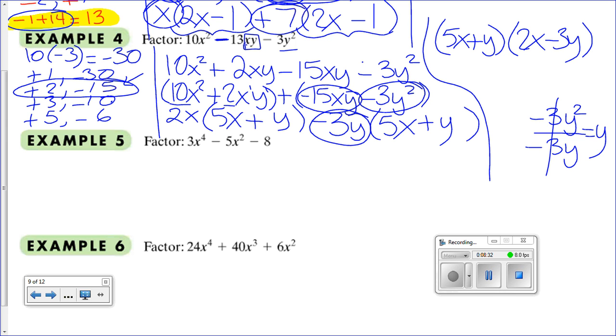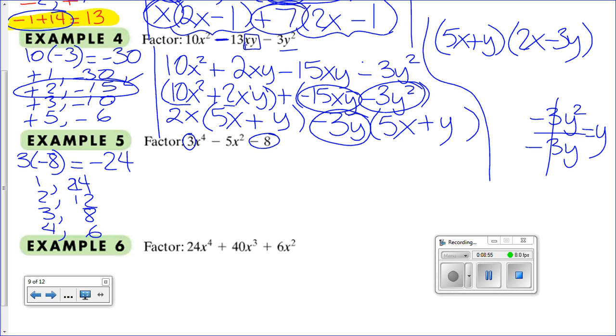Okay, so we're going to use the same idea. Take the 3, take the negative 8, multiply them. So we get negative 24. Factors of negative 24: 1 and 24, 2 and 12, 3 and 8, 4 and 6, and that's it, right? Since this sign is negative, the column with the numbers with the bigger absolute value will carry the negative sign, and therefore the other column will carry the positive sign. Which combination gives me negative 5?